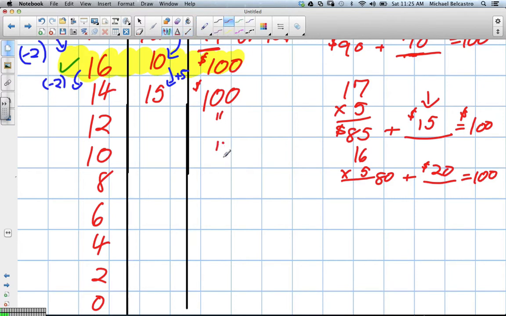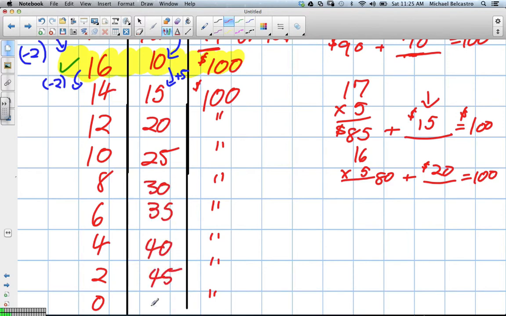100. Okay, so I'm going to do, have you ever seen anyone put little quotes? Yeah, it just means whatever was above is repeated. I just don't want to write it. What is our pattern going to be for our $2 coins? 20, 25, 30, 35, 40, 45, 50. So if we have no $5 bills, how many $2 coins do we need? 50. And does that make sense? 50 times 2 gives us 100?